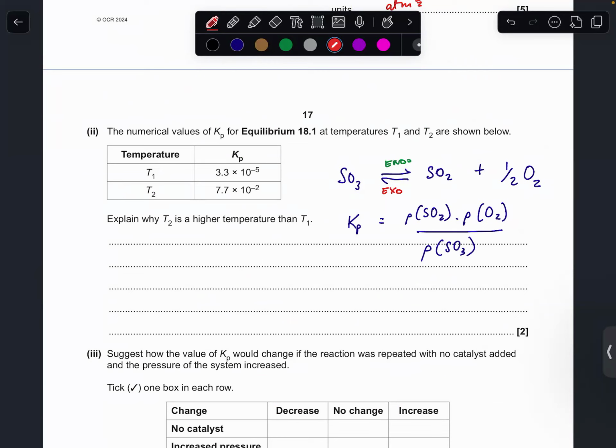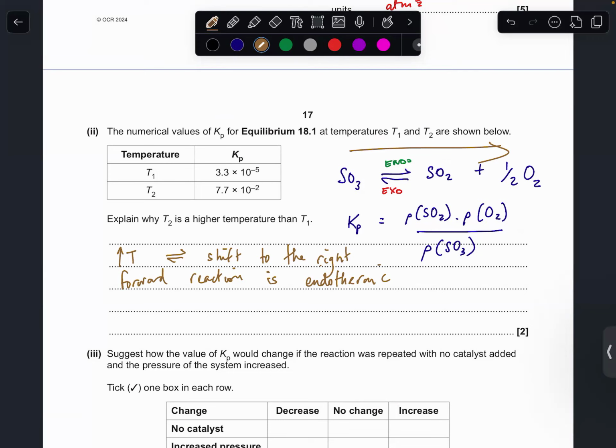Why? Let me say that again. If you raise the temperature, the equilibrium will shift to the right-hand side. So raise the temperature, the equilibrium will shift to the right. Why is that? Because the forward reaction is endothermic. So you get those 2 points for the first mark.